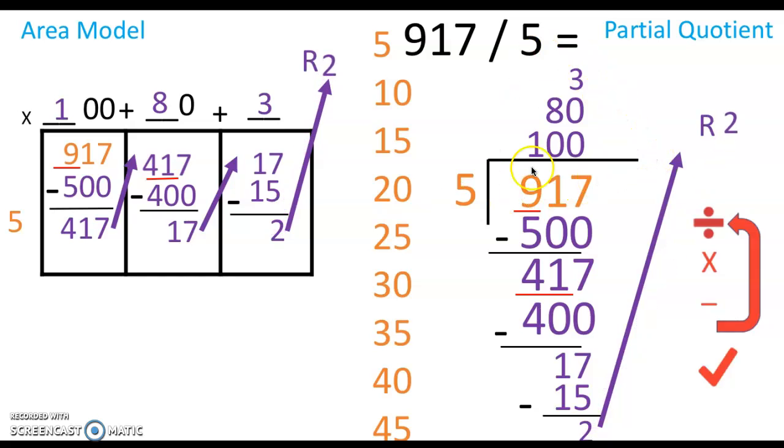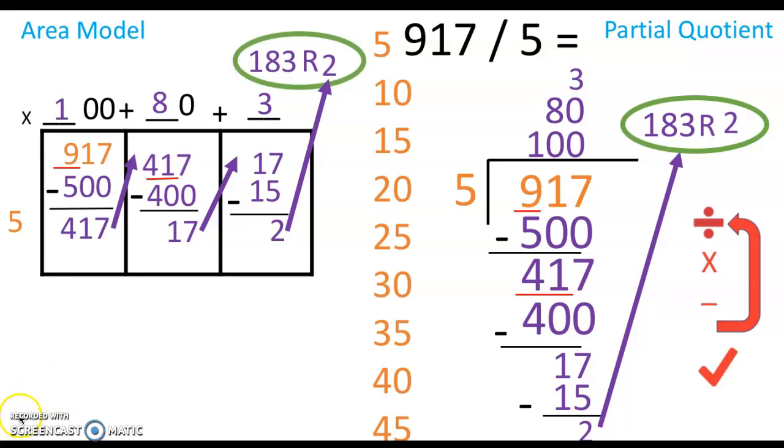We get our answer from right over here, 100 plus 80 plus 3, or a 1 in the hundreds place, an 8 in the tens place, and a 3 in the ones place, giving us an answer of 183. Let's erase that and let's try another.